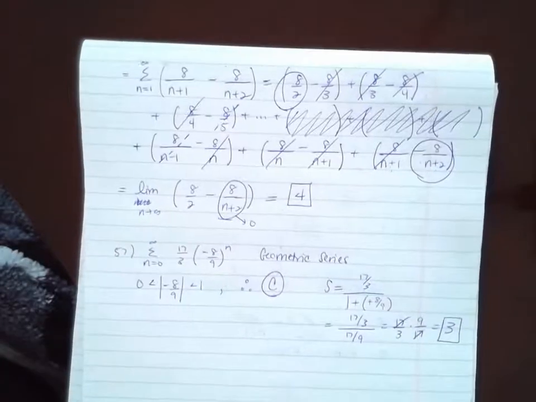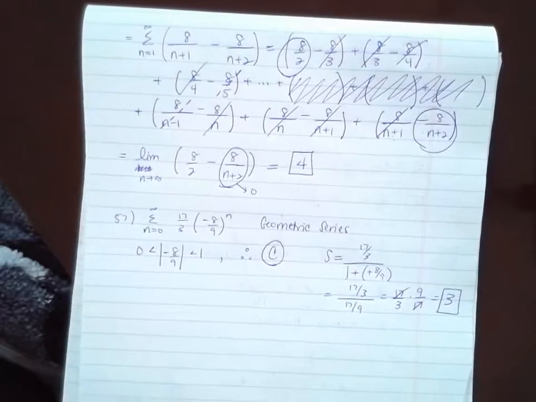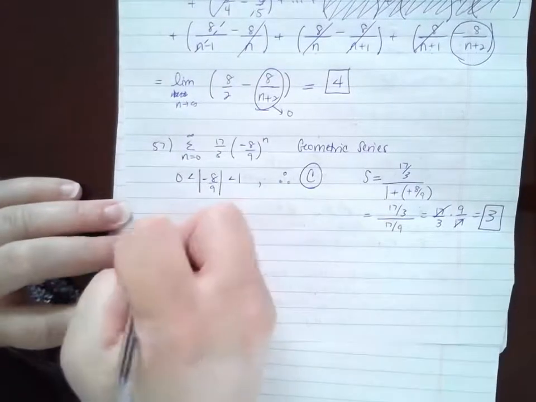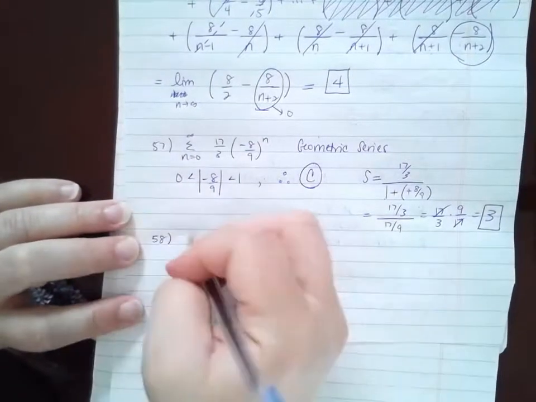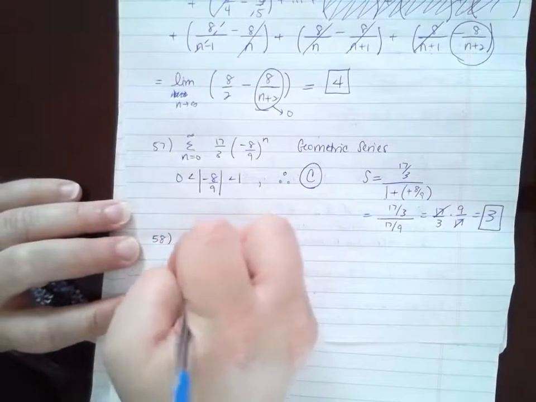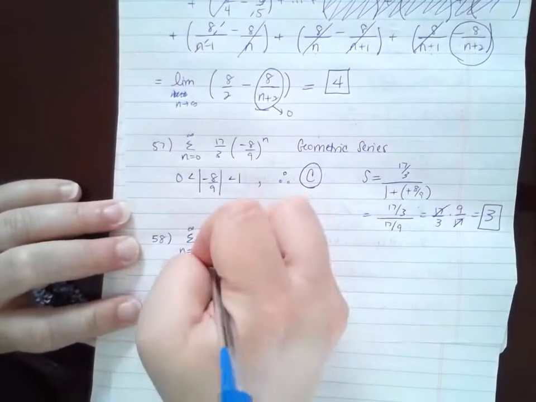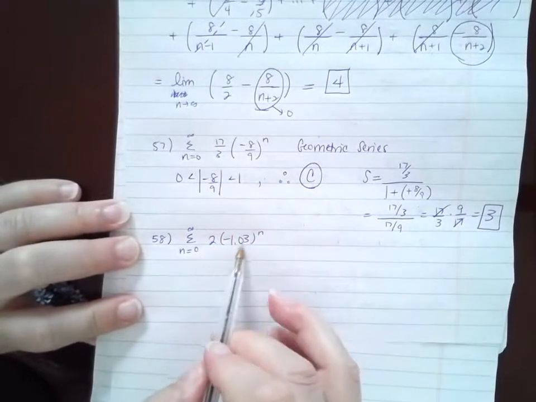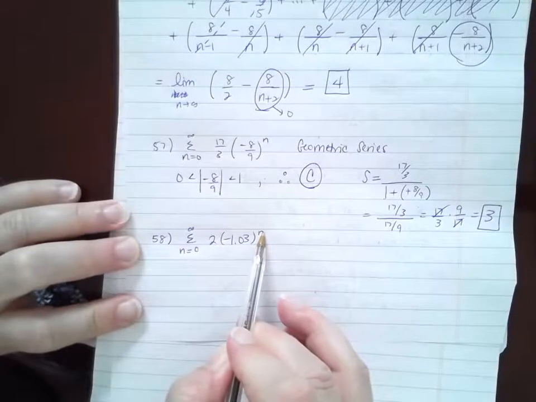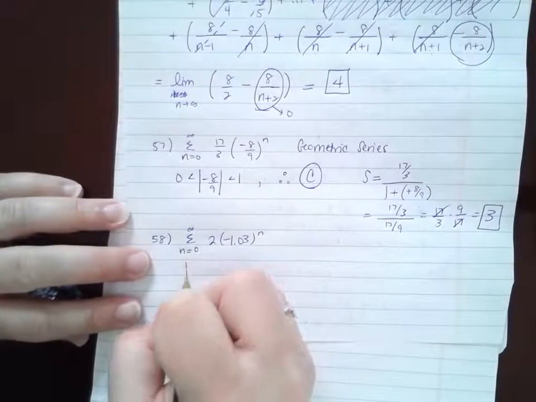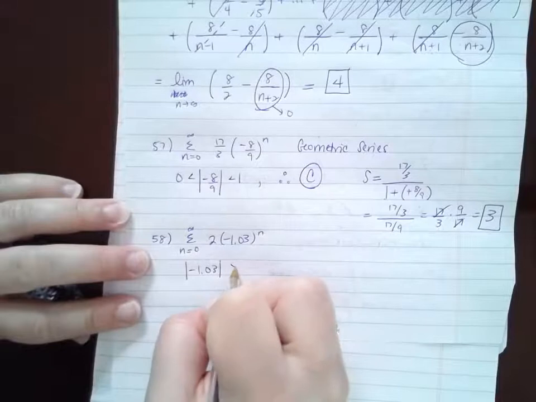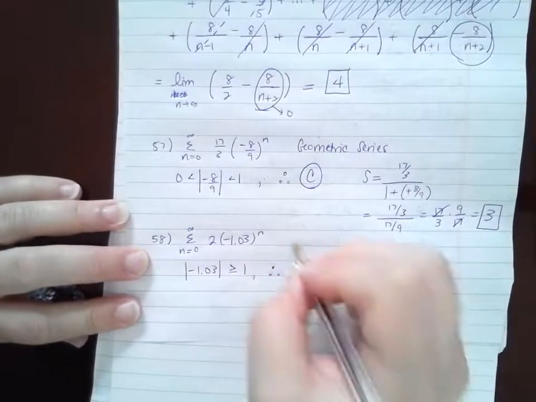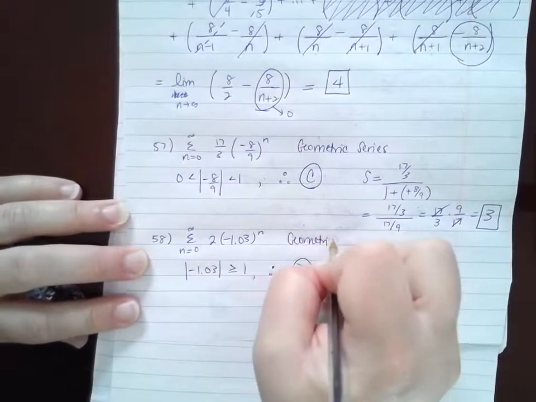So again, telescoping and geometric are two examples of series where we can actually find the sum. That's rare. 58. We have another geometric series. It's geometric. I can identify it because it's of the form a times some sort of ratio to the nth power. This ratio has an absolute value that's greater than or equal to 1. And if that's the case, then it's a divergent geometric series.